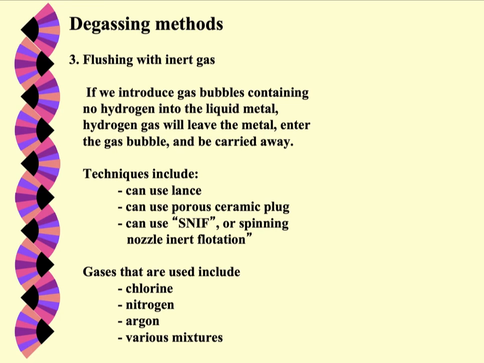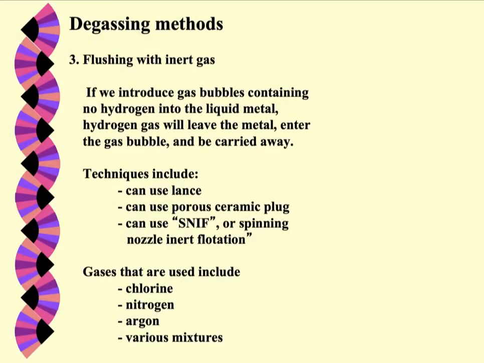So we can use a lance, which is basically just a tube with a ceramic tube, and it goes blub blub blub, and they're pretty big bubbles. It doesn't work very fast. We can use a porous ceramic plug, which is really hard to get, but it's essentially the same thing as one of those filters. If you ever had little fish, they have that little filter thing, they blow air through and all these little bubbles come off of it. So it's very similar to that. It just diffuses the bubbles smaller.